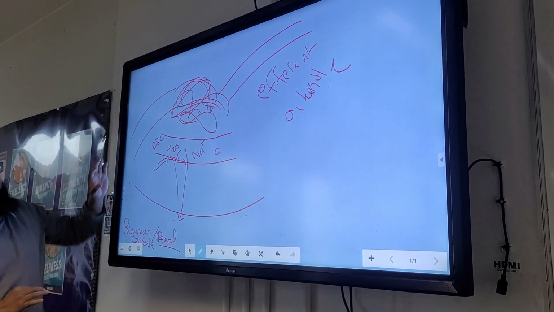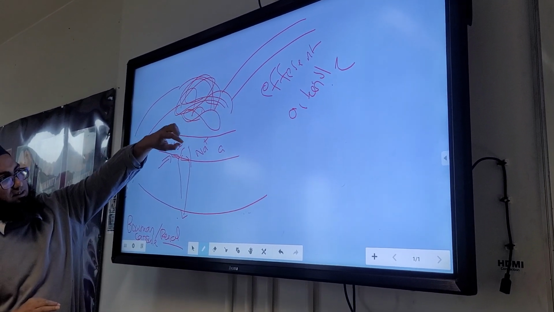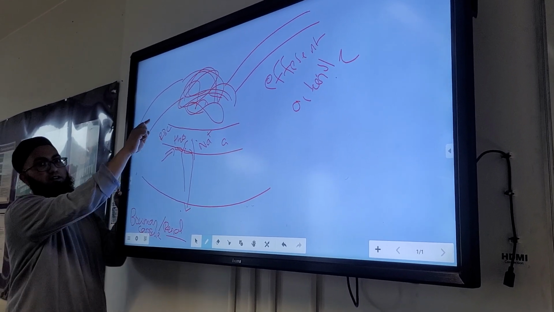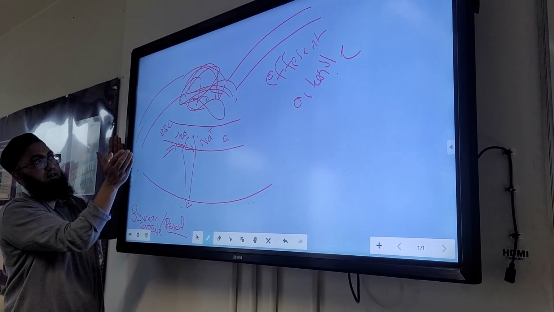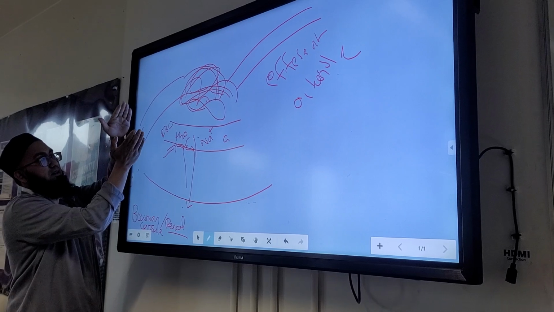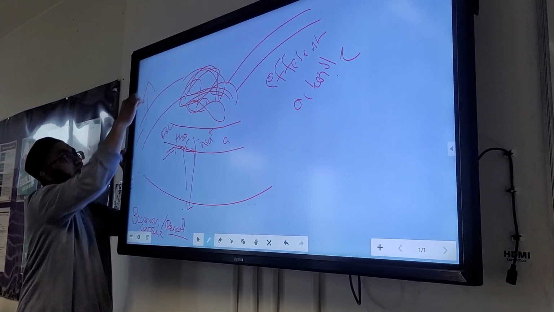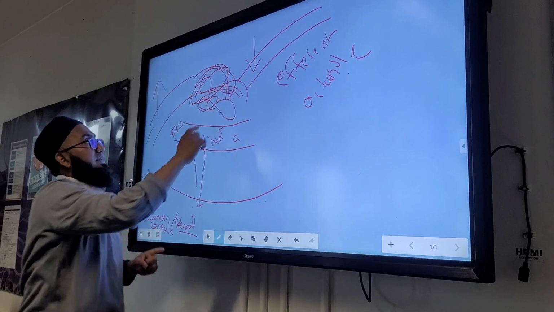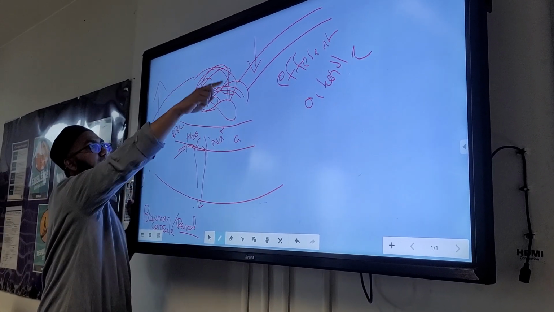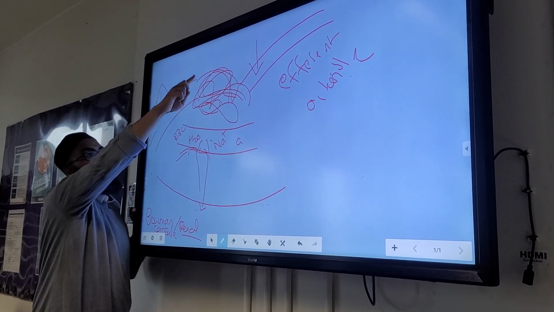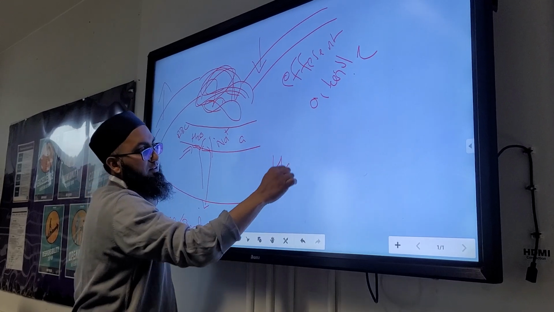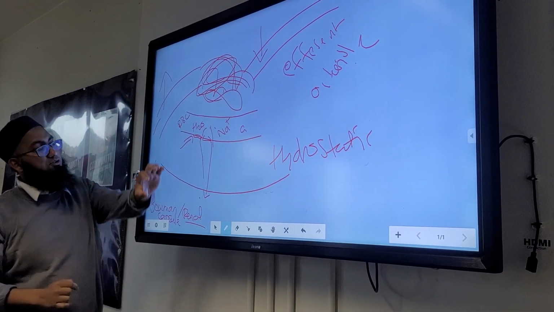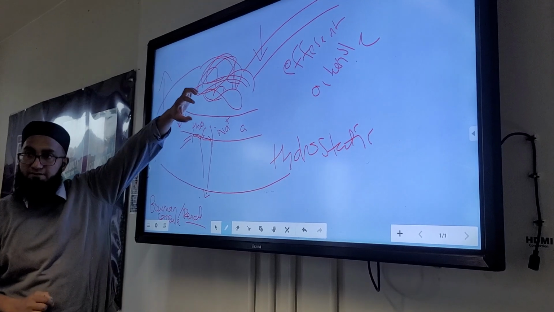Now how does it leave? How does it get filtered from the capillary into here? The afferent arteriole, its diameter is larger. The efferent, the diameter is smaller. That creates a pressure here. You have to know the name of the pressure. Increased hydrostatic pressure. And that pressure allows you to filter everything.